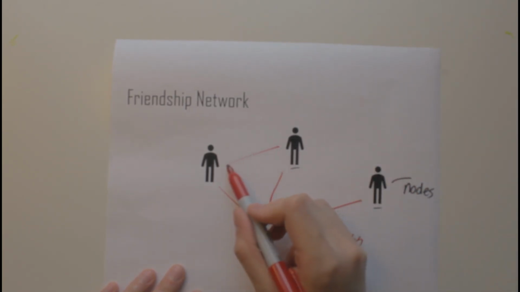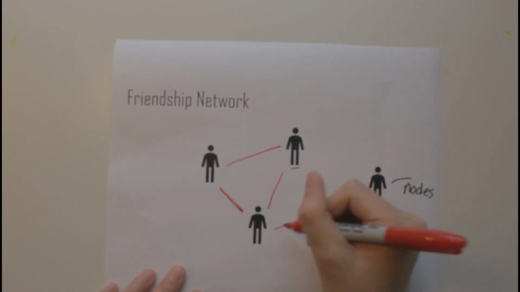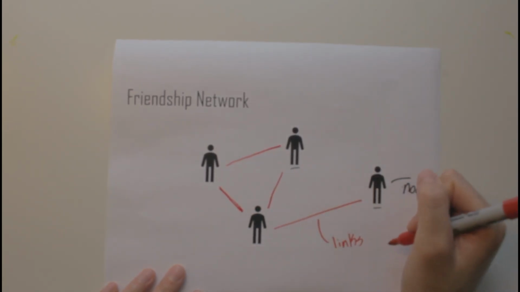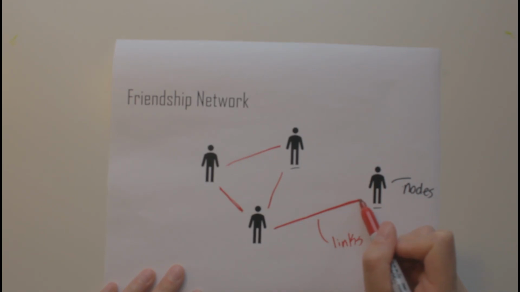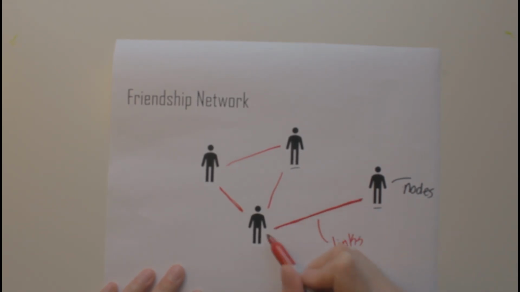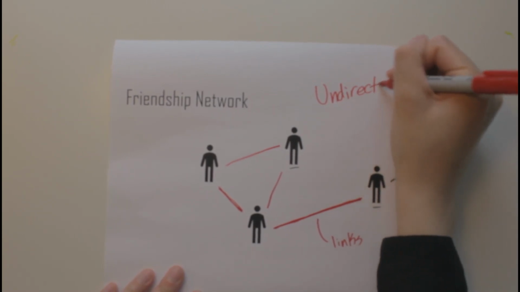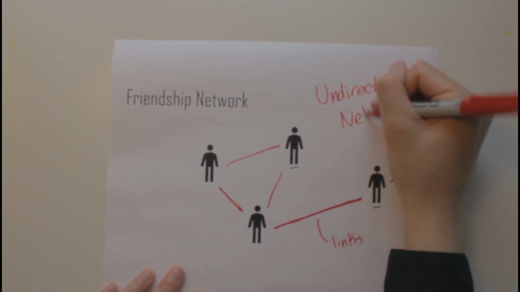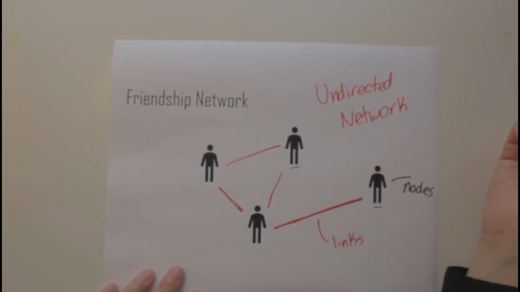Now, you might notice that these connections are simply lines between the two. There's no direction. There's no arrow pointing one way or the other. The reason for this is because for this specific network, this friendship network, one person is friends with another person, and vice versa. It is a mutual interaction or a mutual relationship. So this is called an undirected network. And as you might have guessed, there's also such a thing as a directed network.